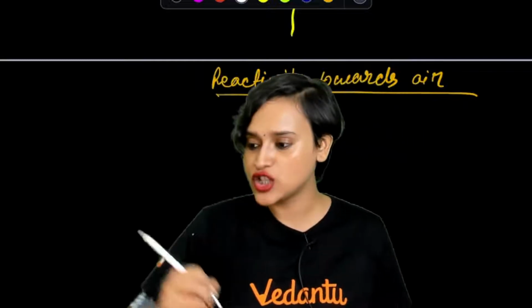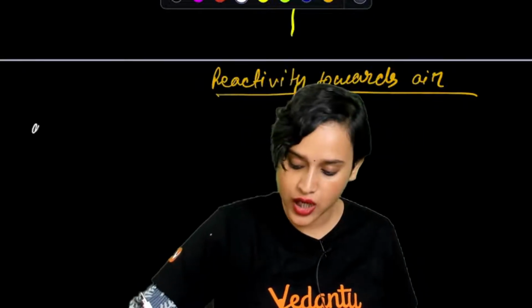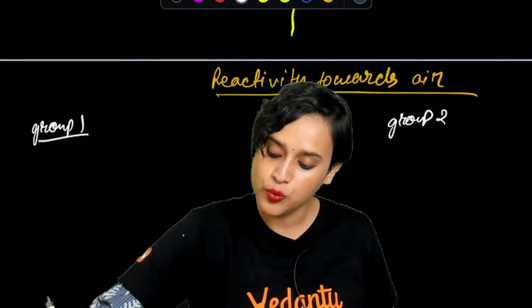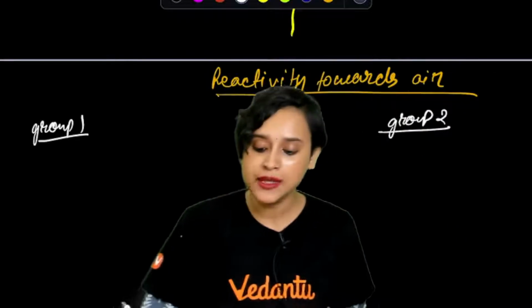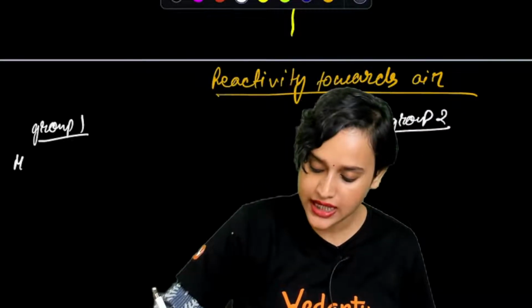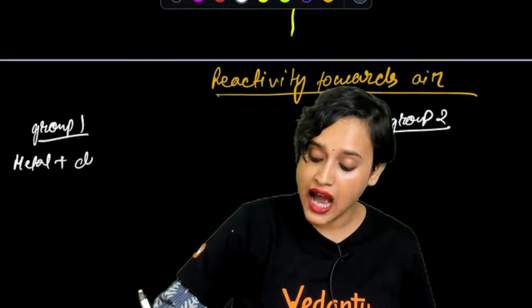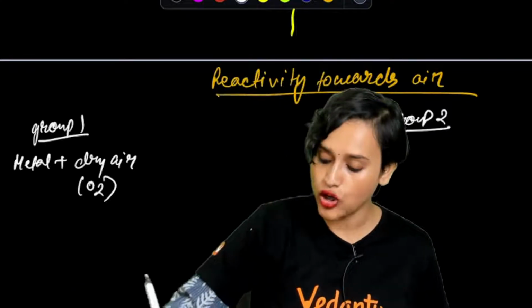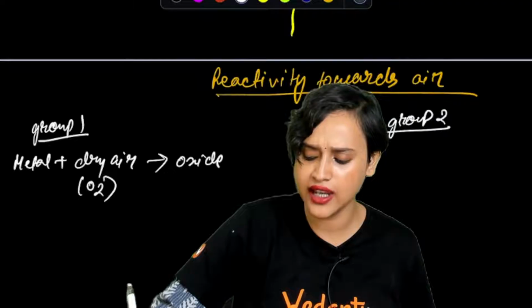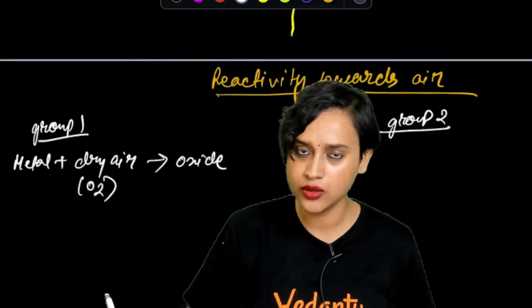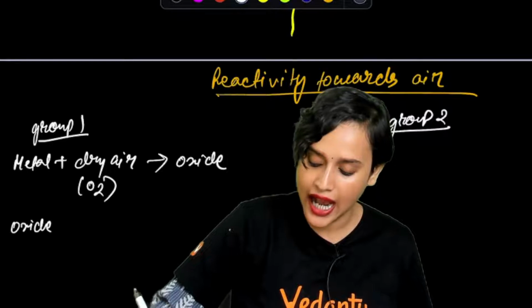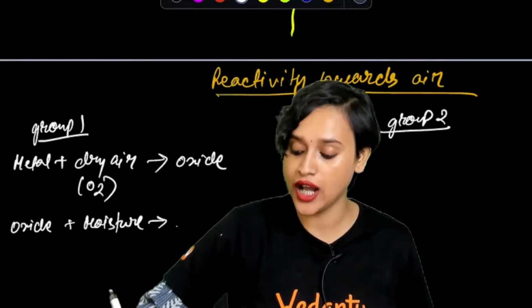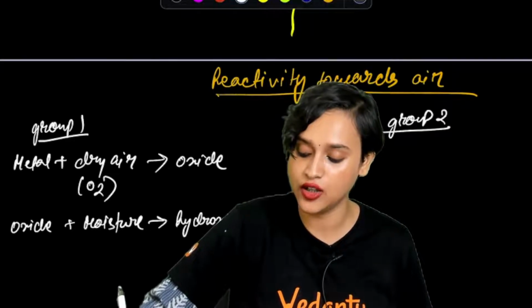So, let's get back to everybody. First one is your group 1. Let's talk about group 1 here. And on this side, we have group 2, okay? So, what happens is that the group 1 elements, the metal plus dry air. When I say dry air, that means only O2. Dry air, only O2, will form what? Oxide, obviously. Now, if you take the oxide and mix it with moisture, then you will get a hydroxide.